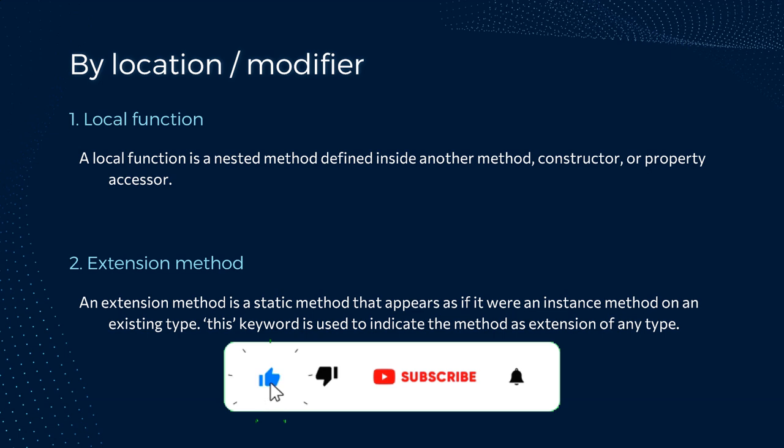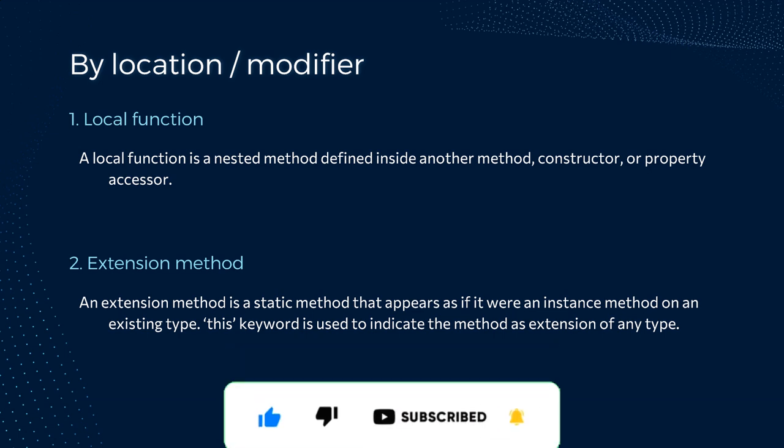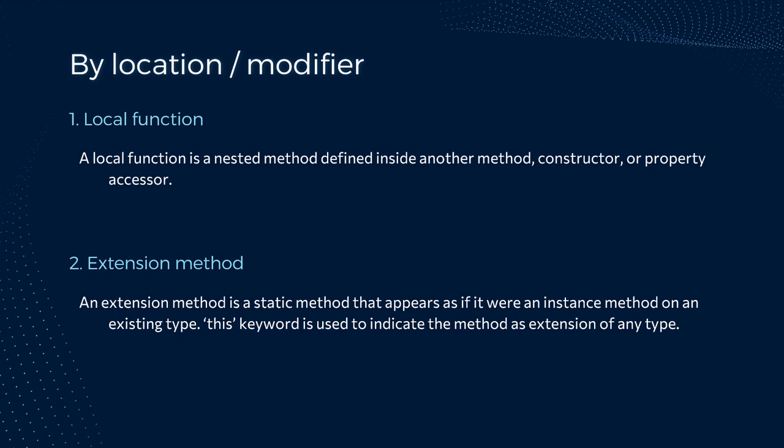But what if I create an extension method of integer type, and then I can just call that method whenever I declare a variable? We will see in the code how we can create an extension method. Here the this keyword is used to mark the method as an extension method for any type. So let's see it in action.